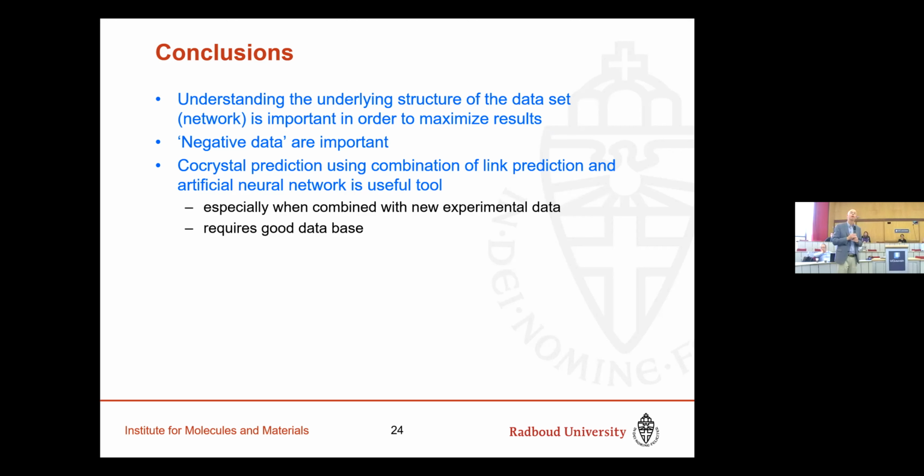But what we found is that understanding the structure of the data set, the network, is important to get good results out of that. Negative data is important. And so I'm plugging here for a negative experimental data set that could be useful in the long run. And what we found is that co-crystal prediction is indeed possible using link prediction and artificial neural networks. And you should really try to combine it with new experimental data because it helps you along the way. And of course, it requires a good database, which we have.